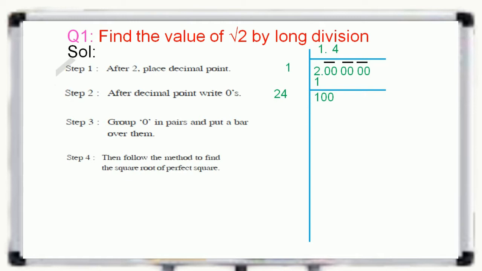So the new divisor is now 24. 24 into 4 is equal to 96. After subtracting we get 4. By taking 2 zeros, 400. Now the rules are the same in each step. So we have to add the quotient to the divisor. 24 plus 4 is equal to 28. By taking 1 as quotient, the divisor becomes 281.